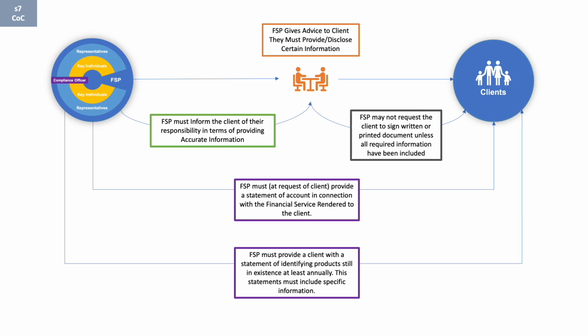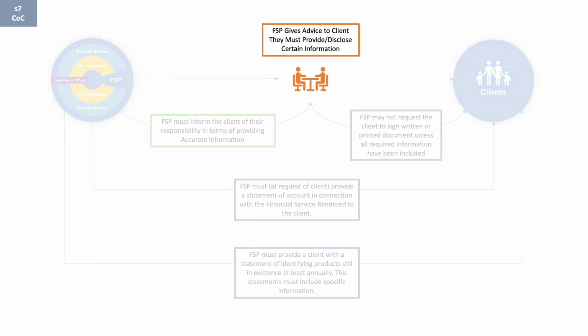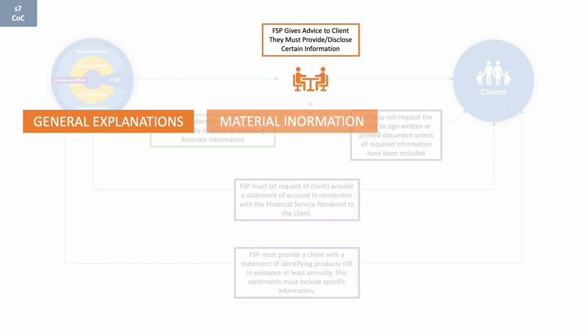Let's start with: when the FSP gives advice to the client, they must provide certain information relating to the rendering of the financial service. We can divide this information into 3 categories. 1. General explanations. 2. Material information. 3. Specific disclosure.